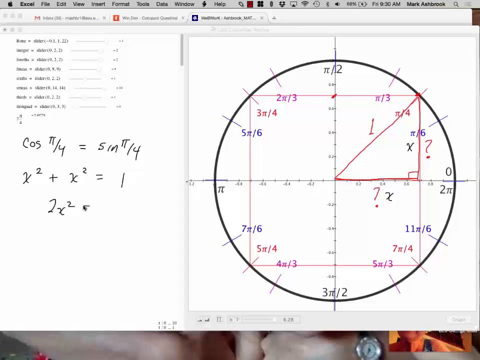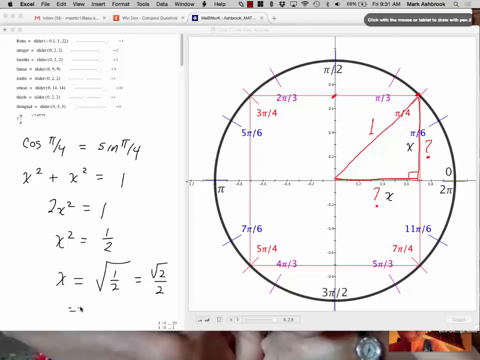2x squared equals 1, x squared equals 1/2, x equals radical 2 over 2, which equals? Okay, find that number in your calculator. We're expecting it to be close to 0.7. That's what we estimated for the sine and cosine of pi over 4. So radical 2 over 2 equals about 0.707. Let's do one more decimal place. 0.7071.